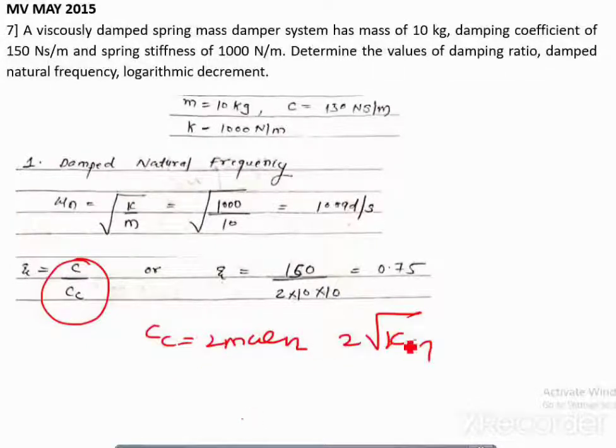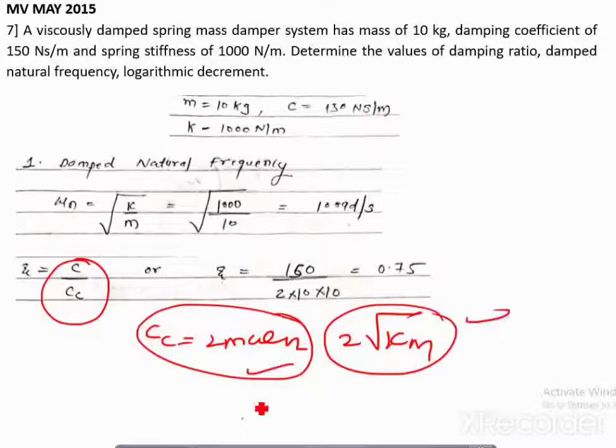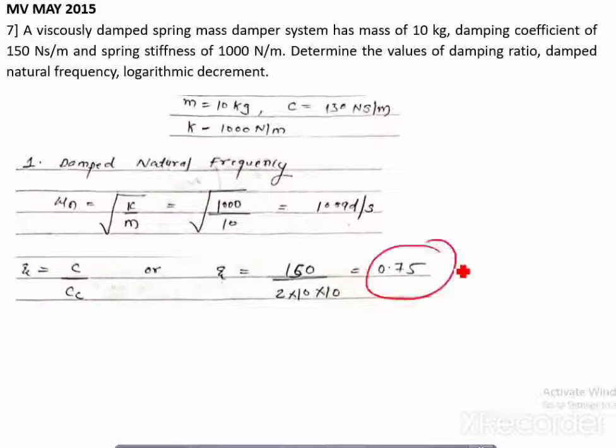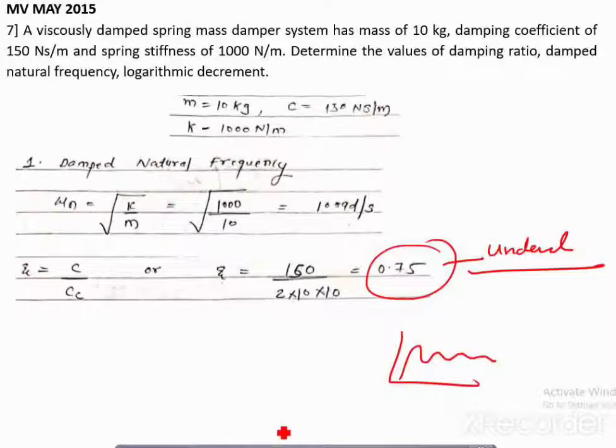So these are the two formulas. You can use any of the formulas and you will get the same answer. So zeta is equal to 0.75. So zeta is less than 1 and greater than 0. Obviously the system is an underdamped system and the nature of the response will be oscillatory. Oscillatory means what? It will look like this, with decreasing amplitude x of t, decreasing in an exponential manner.